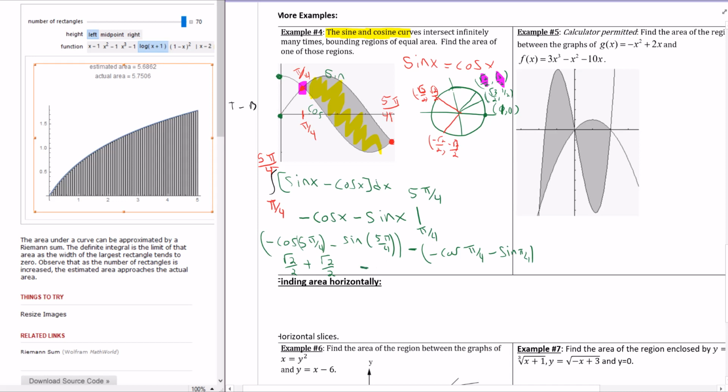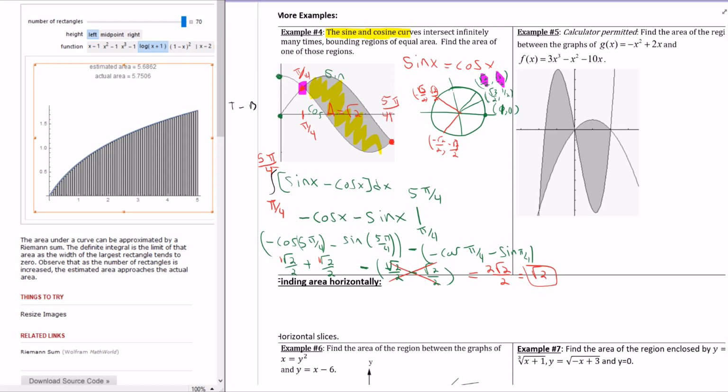In this case, negative cosine of pi over 4 is positive root 2 over 2 minus sine of pi over 4 is root 2 over 2. These ones are going to cancel, right? Those ones are going to go away, and we're going to be left with root 2 over 2 plus root 2 over 2. So it's kind of like 1 root 2 over 2 plus 1 root 2 over 2, which is going to equal 2 root 2's over 2, which equals simply the square root of 2. Right? So the area of each one of these little regions is equal to the square root of 2 units squared.